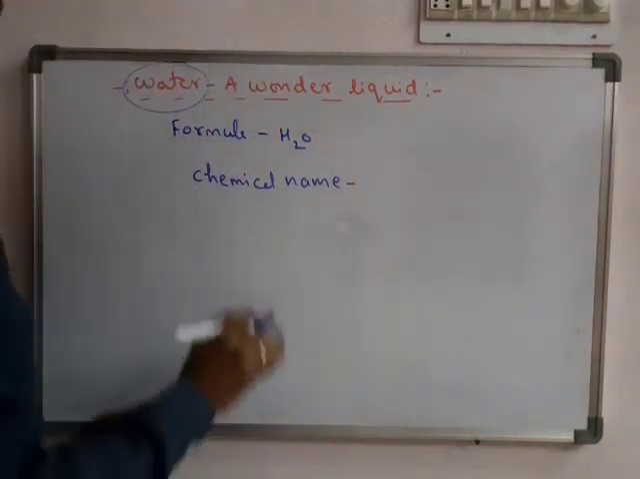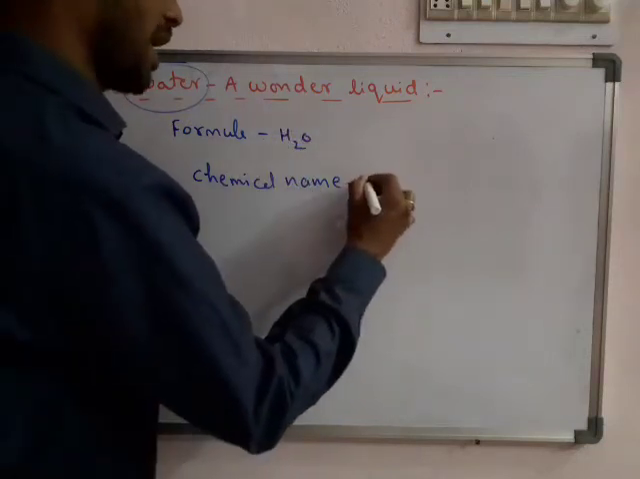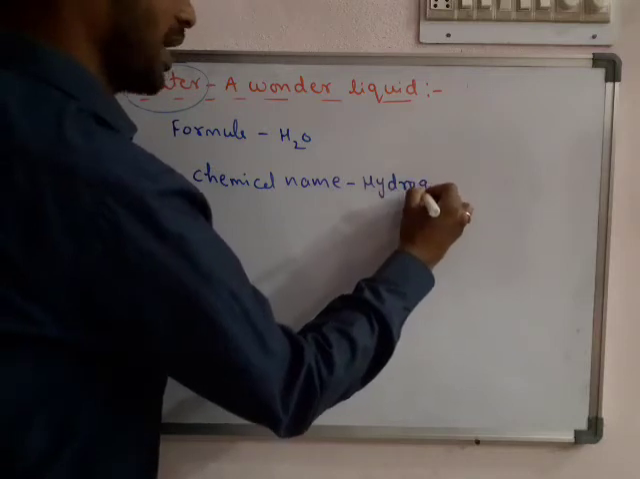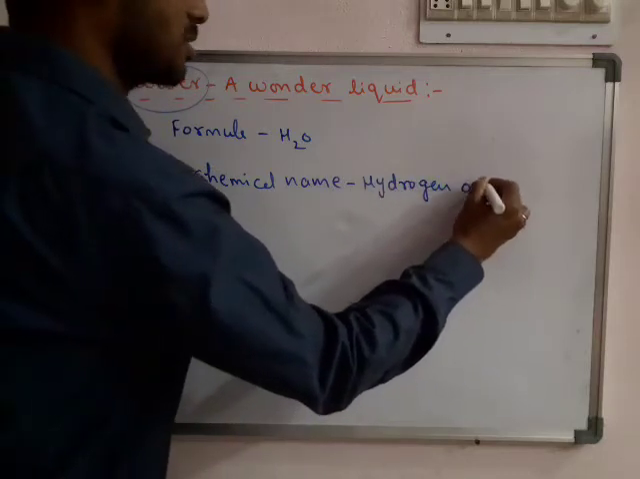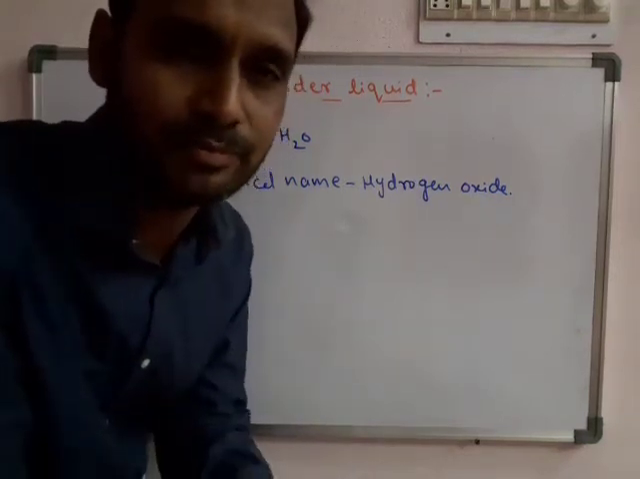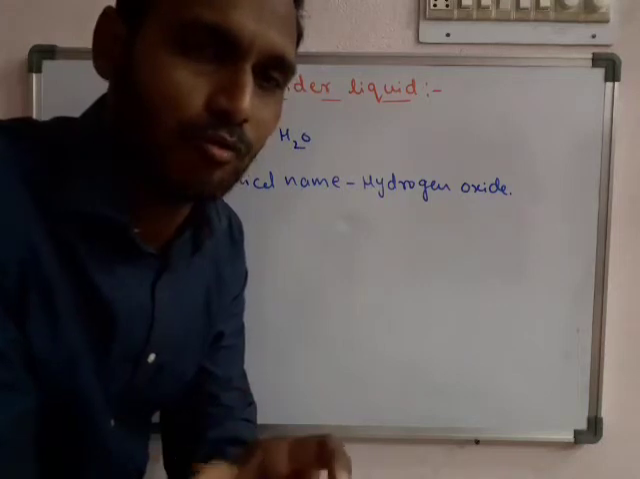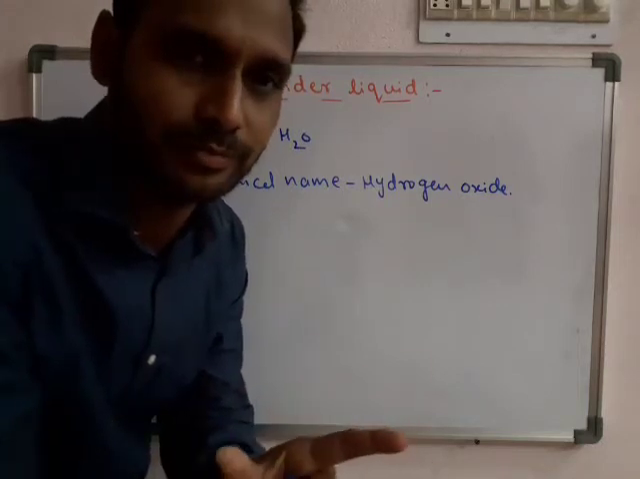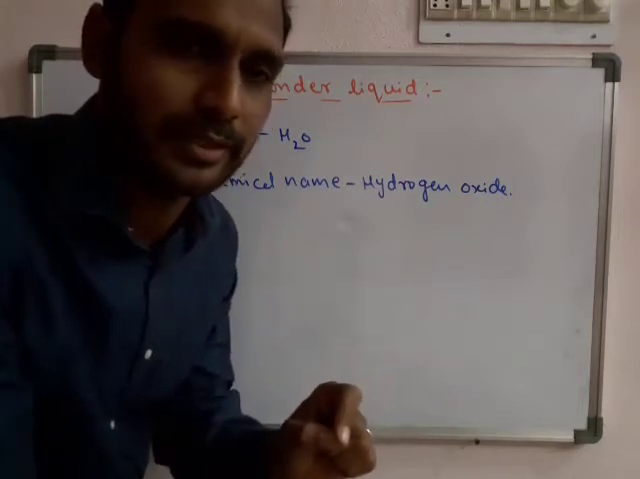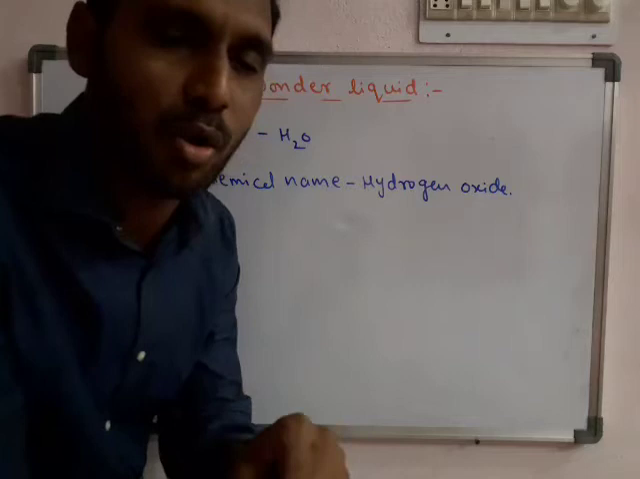What is the chemical name? Here hydrogen is connected with oxygen. Water is also known as hydrogen oxide. But generally in books and in casual talking, we say water only. The original chemical name is hydrogen oxide. Next, it is a binary compound of hydrogen and oxygen.